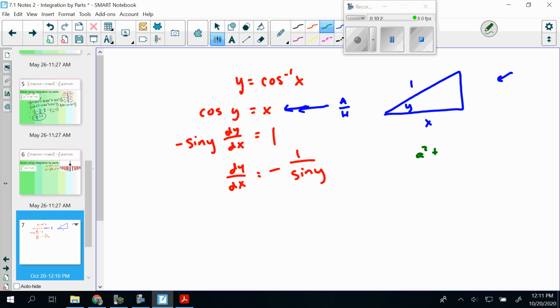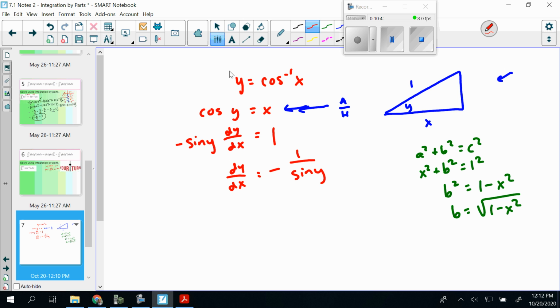A squared plus b squared equals c squared. Here this means we got x squared plus b squared equals 1 squared. That means b squared, if we subtract, is 1 minus x squared, and square rooting would give us the square root of 1 minus x squared. So that would be what this side is here, is square root 1 minus x squared.